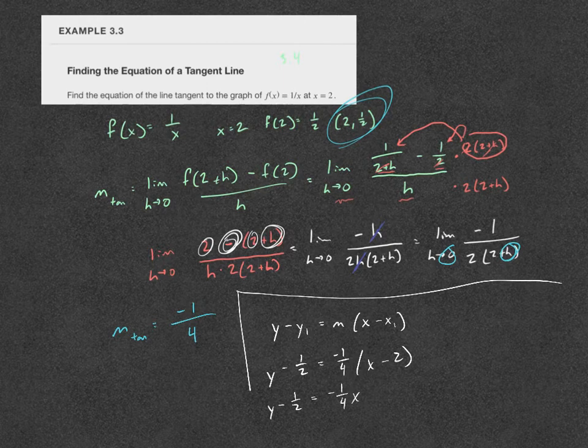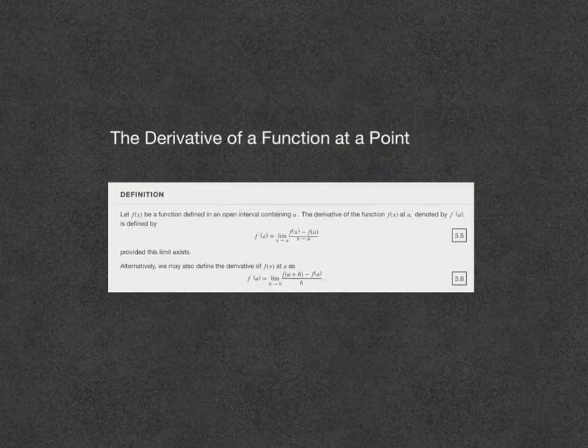-1/4 x. Negative times negative is a plus. A quarter times 2 is 1/2. And then when you add that 1/2 over to the right-hand side, y equals -1/4 x plus 1, right? This -1/2 adds over to that positive 1/2, and you get 1. All right, so that was fairly involved, but that is the equation of the tangent line at the given point.